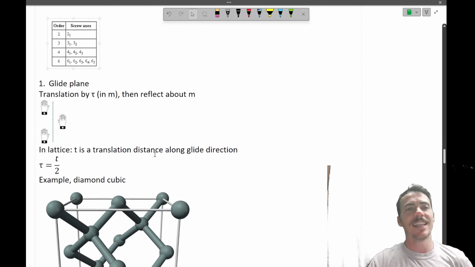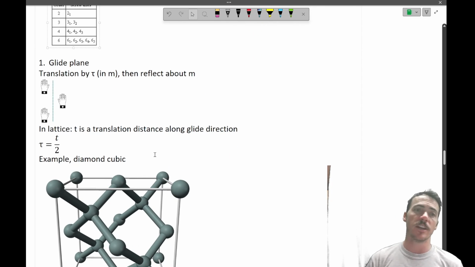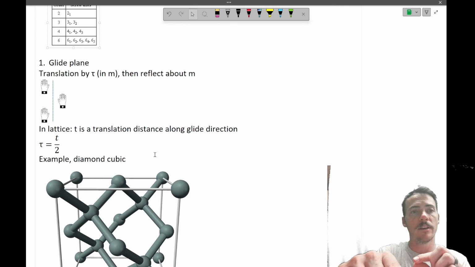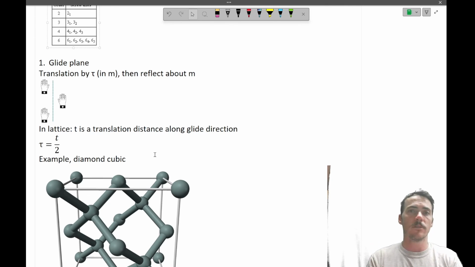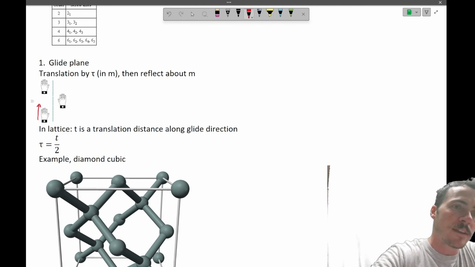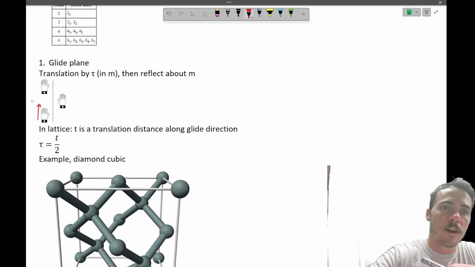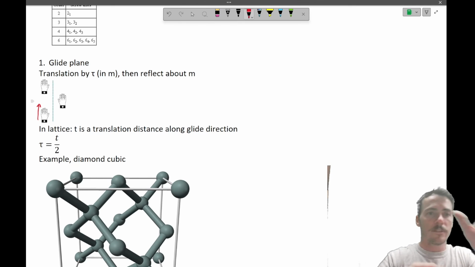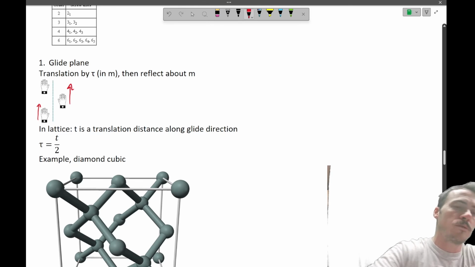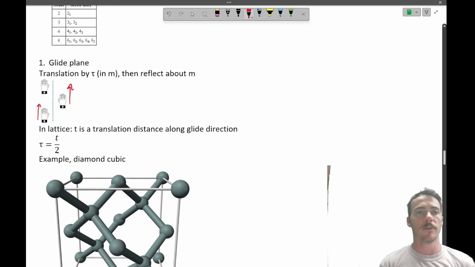Another one is you can have glide planes. A glide plane is a translation by tau, right? So in the m direction, and then you reflect about that mirror plane. So you're going to translate along a mirror plane, and every so often you're going to translate, right, after each time. So for example, this hand here is going to translate some distance, tau, right? And then it's going to reflect. So a left hand becomes a right hand on the other side. And then this one is going to translate, and it's going to reflect. And in that case, you're back to where you began, right?